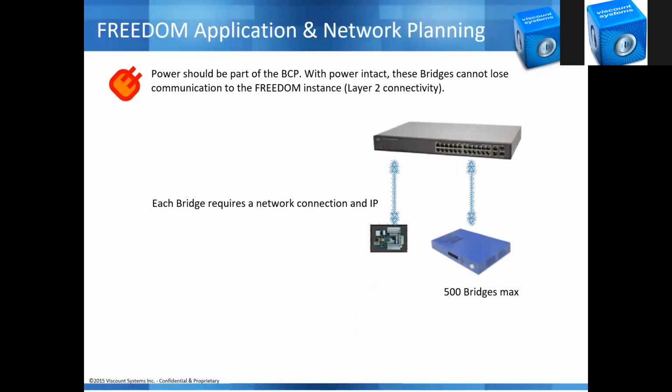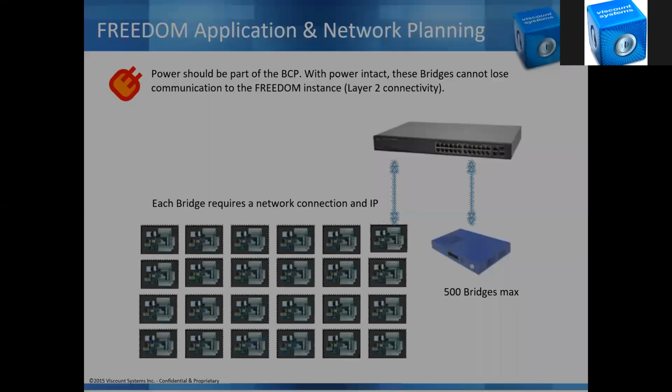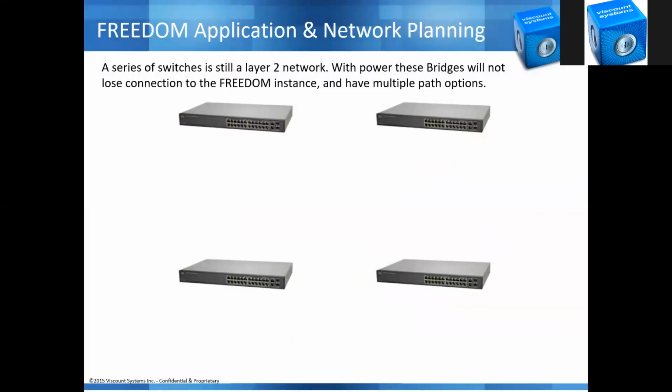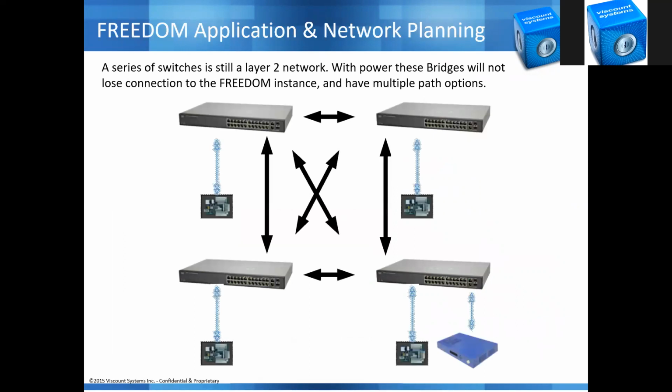A redundant power supply delivery system is essential and should be a part of the business continuity plan. This ensures all network devices are powered up and running. The Freedom system requires a persistent network connection to a Freedom server application at all times. A series of switches is still a layer 2 network. With power, these bridges will not lose connection to the Freedom instance and have multiple path options in the event of a failure outage.